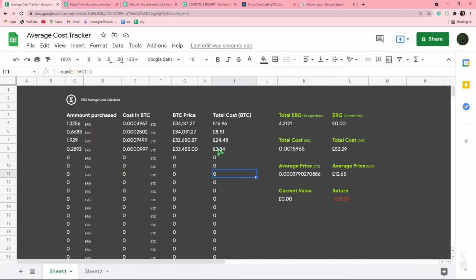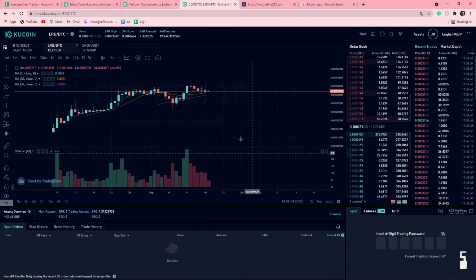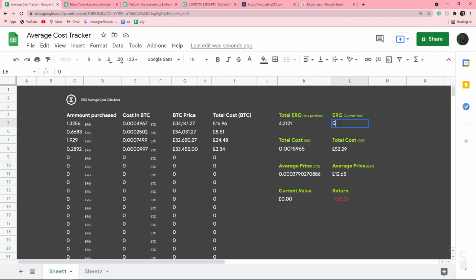The only other thing we need to add in is the current price of ERG. And this is once you've got all of your data in here, the only thing you'll need to update when you come and have a look in here in the future is just the current price of ERG. So to get the current price of ERG from Kucoin, we can come back to our trading page on our ERG to Bitcoin pair, and we can see up here we've got our price per ERG represented in GBP in this little section here. So we're going to take that, we're going to add it into our chart, the current price of ERG, and that's going to go ahead and update everything else for us.